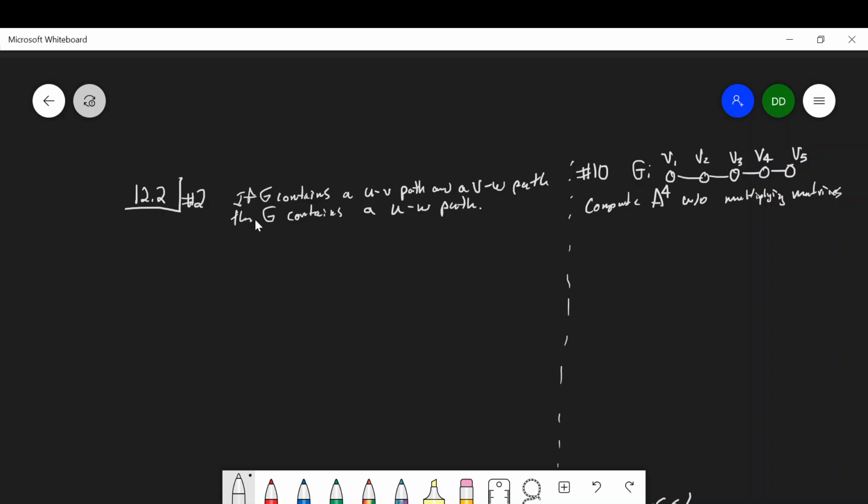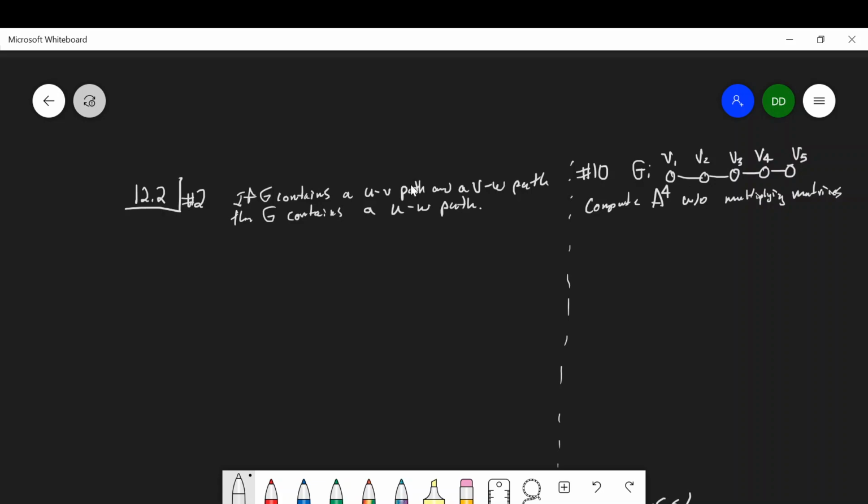So number 2 from section 12.2, we want to show that if G contains a UV path and a VW path, then G contains a UW path. We're going to use a theorem here that says that if G contains a UW walk, then I can turn that into a UW path. This is true in general: if I have an XY walk between two vertices, then a shortest walk is a path. That's essentially how the proof goes. So if I have a walk, I can produce a path.